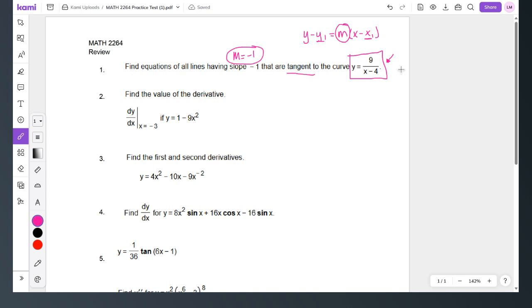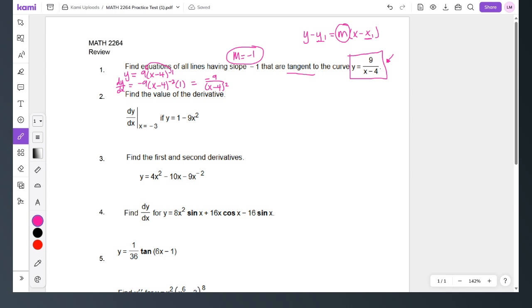So I take the derivative of this, so I rewrote it as y equals 9 times x minus 4 to the -1. And then I took the derivative, so dy/dx equals -9 times x minus 4 to the -2. So I moved the -1 to the front, made that a -9, down 1 on my exponent, multiplied by the derivative of the inside, which is 1. So I ended up with -9 over x minus 4 squared.